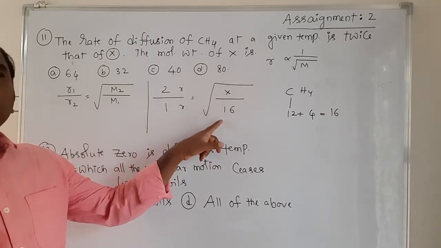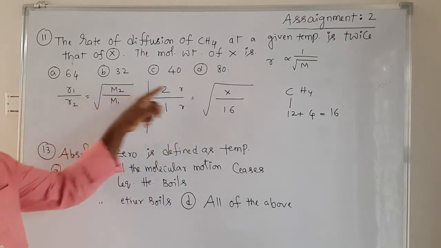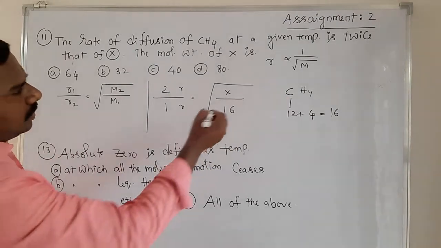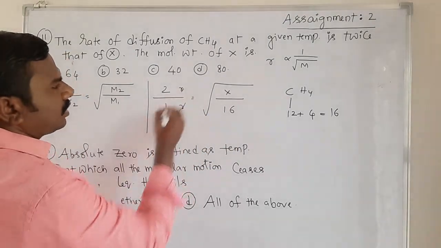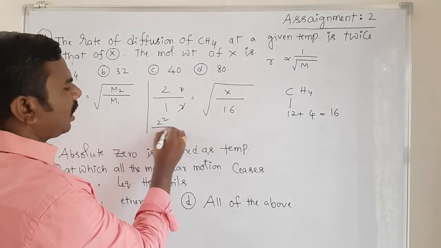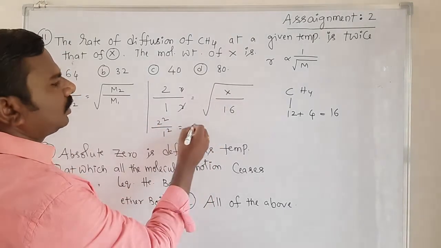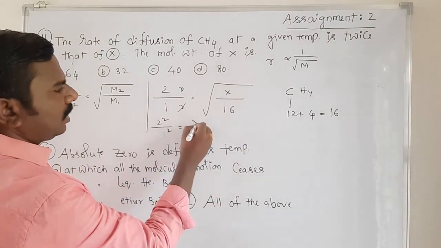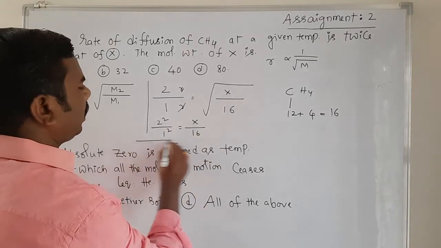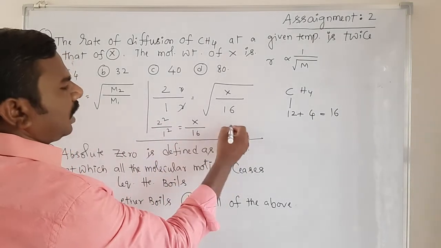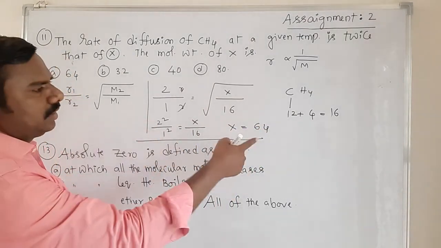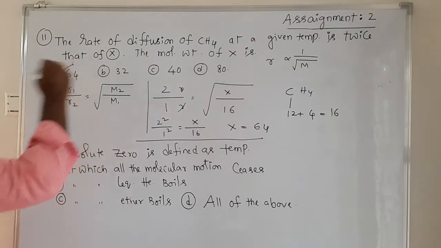Molar mass of X is required. Molar mass of methane is 16 grams. M2 is X, M1 is which one? Methane. Right. So R cancels. Squaring on both sides, 2 square by 1 square is equal to, so the square root is cancelled, X by 16. Right, students? Then finally, X is equal to 16 into 4, that is equal to 64. Option A is correct.